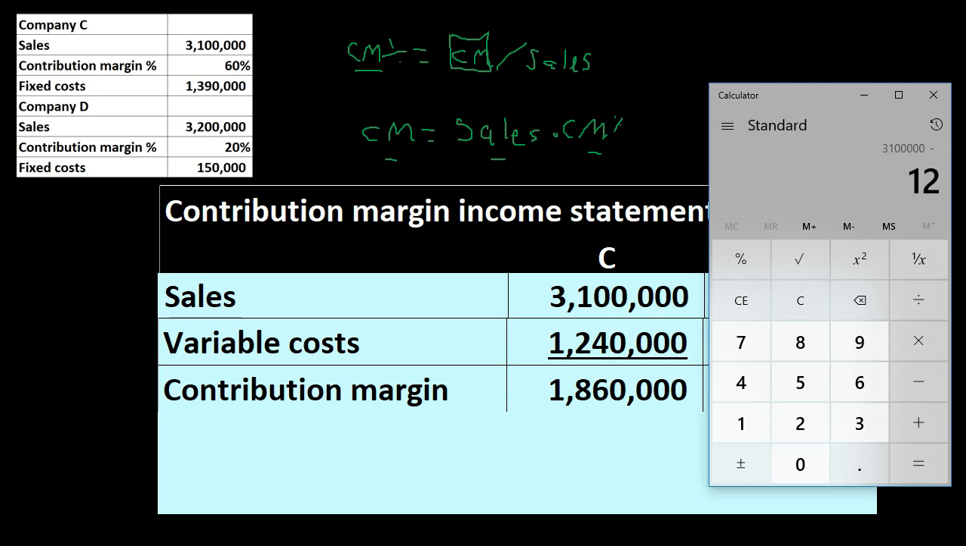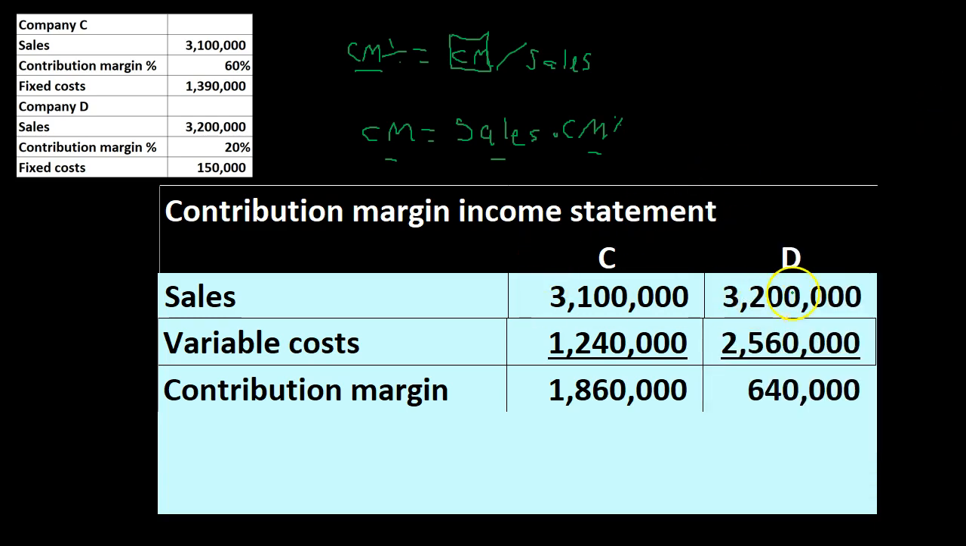And then we could double check this. 3,100,000 minus 1,240,000 equals the contribution margin, and that divided by the sales 3,100,000 equals the 0.6 or 60% contribution margin percent that we started with. So we do that for C and D. I'm not going to do all the calculations for D as well, but notice similar types of calculation up top.